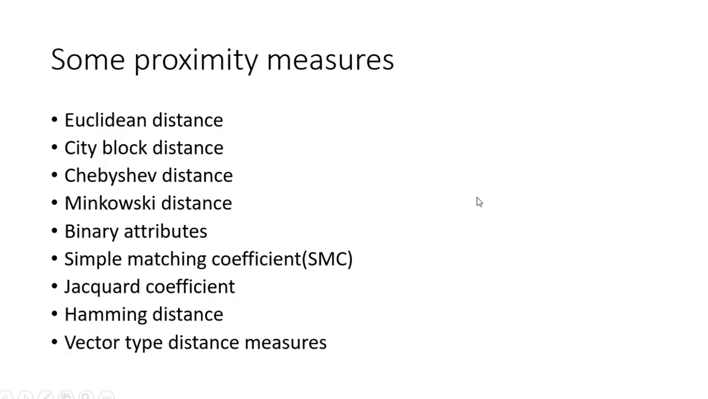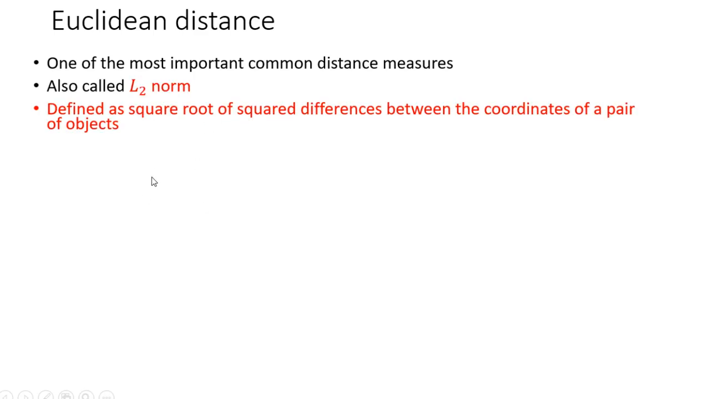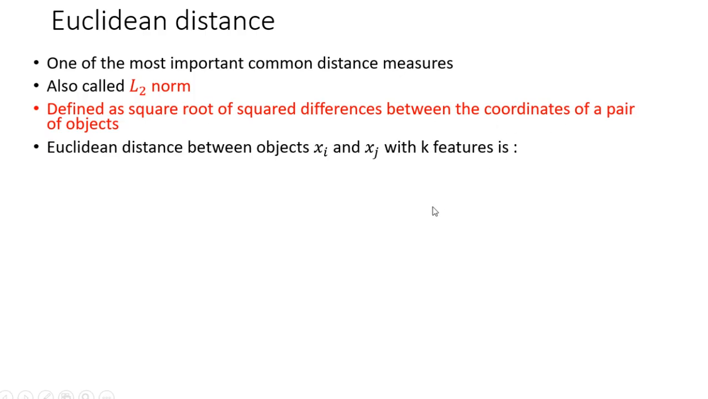So let's now discuss different proximity measures. How can you find the distance between two objects? There are various mathematical measurements for measuring the distance from i to j, and these are the different ones. Let's see the formulas of each one separately now. Let's first see Euclidean distance. Euclidean distance is a very commonly used distance measure. It's also called the L2 norm. So basically it is the square root of the squared differences between the coordinates of a pair of objects.